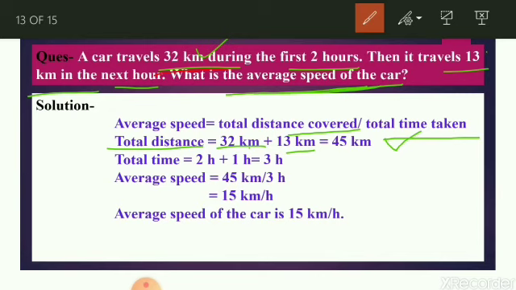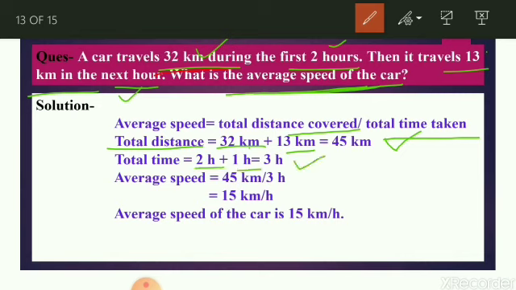Now we have to find the total time, so we'll add all the time. The first distance it is covering in 2 hours and the next distance it is covering in the next hour. Next hour means 1 hour. So total time will be 2 hours plus 1 hour, so it will be 3 hours.